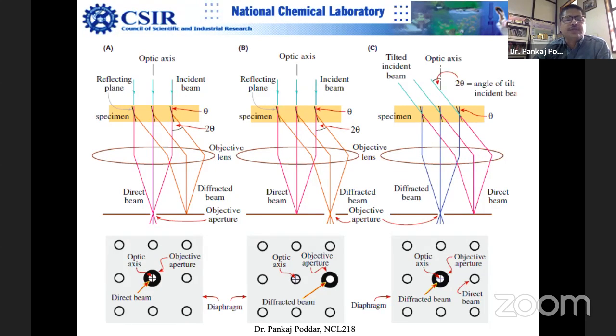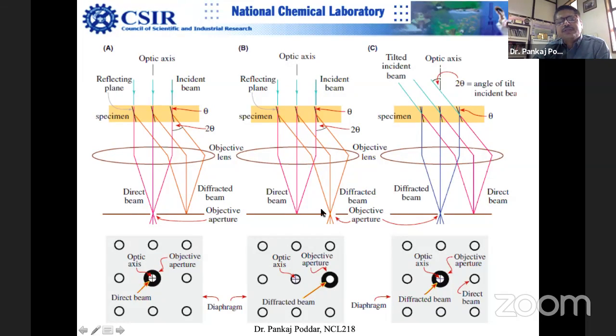I told you three pieces of information are hidden: crystallinity, mass, and thickness contrast. But now you can separate this. You can light up only those areas where these planes are present. For example, I have selected the 111 planes. Now look at this here. This is bright field, and dark field is here. Now the direct beam I have blocked. The entire direct beam is blocked.